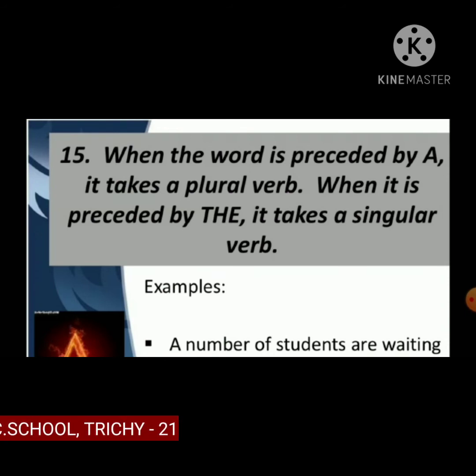When the word number is preceded by a, it takes a plural verb. When it is preceded by the, it takes a singular verb. For example, a number of students are waiting. When the word is preceded by a, at the beginning of the sentence, it takes a plural verb. What is the plural verb here? Are waiting. When it is preceded by the, it takes a singular verb. So that is the difference.